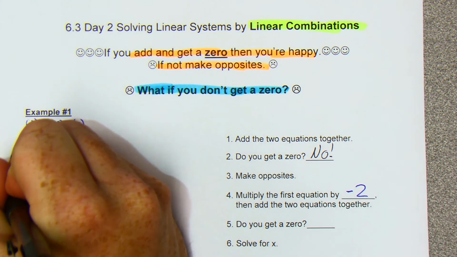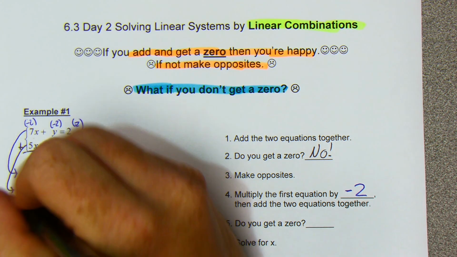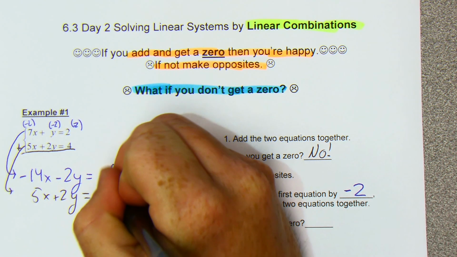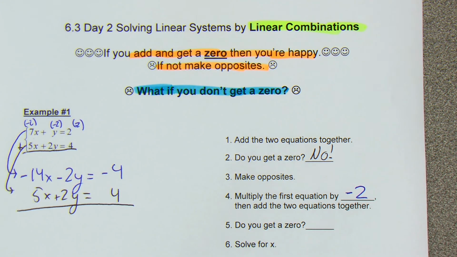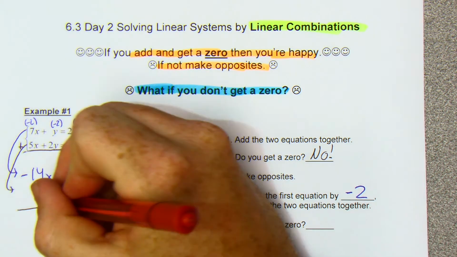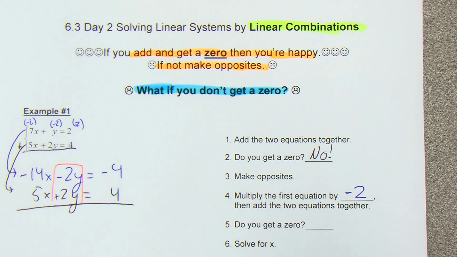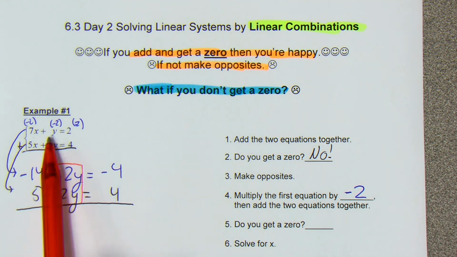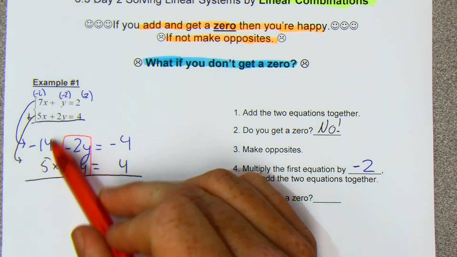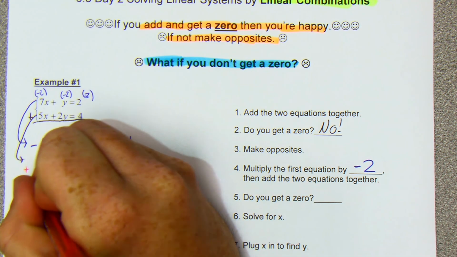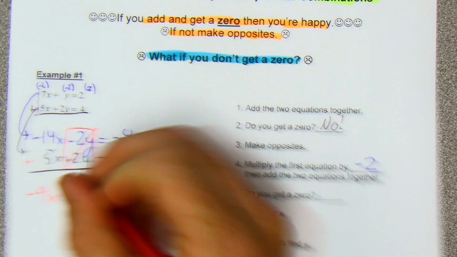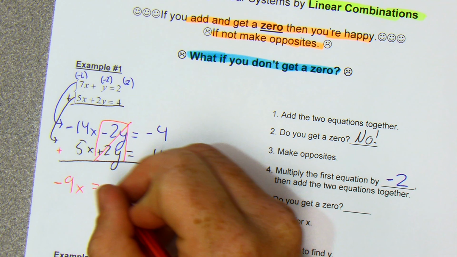I'm going to bring this equation right underneath it so we can add them together. So now I still have 5x plus 2y equals 4. And as you can see, we now have opposites. I'll circle them in red to show that we now have opposites. Those are my two opposites, and I got those by multiplying this top equation by -2. So now we just add them together like we normally would. I do -14 plus 5. That is -9x. -2y plus 2y is 0, so those cancel out. That equals -4 plus 4 is 0.